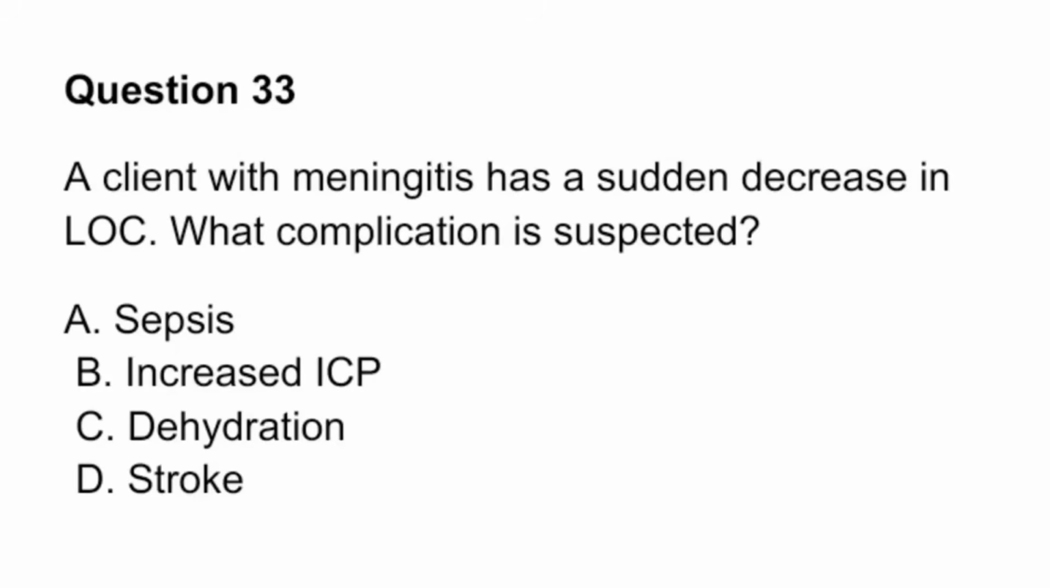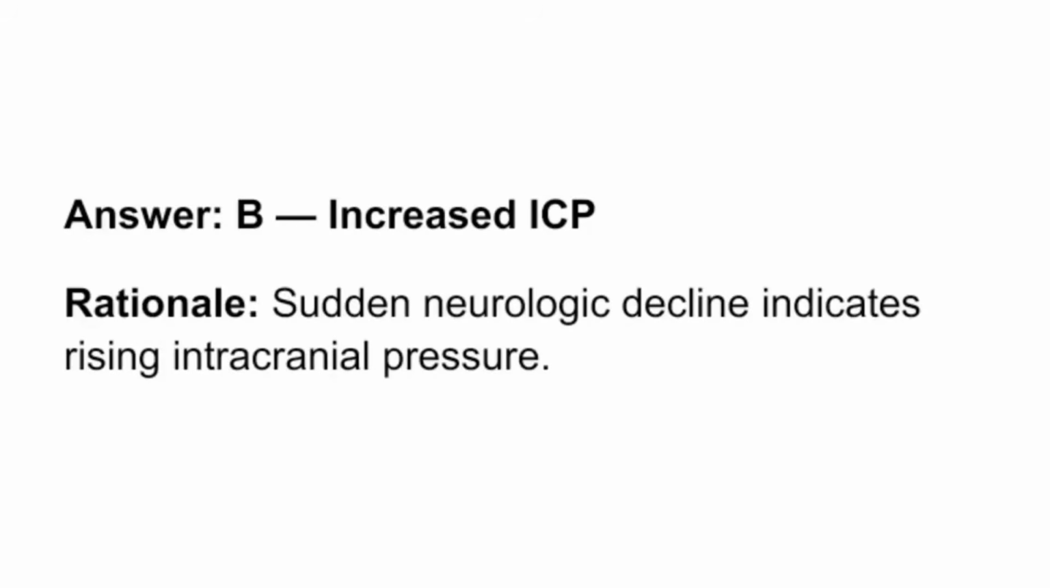Question 33. A client with meningitis has a sudden decrease in LOC. What complication is suspected? A. Sepsis. B. Increased ICP. C. Dehydration. D. Stroke. Answer: B. Increased ICP. Rationale: sudden neurologic decline indicates rising intracranial pressure.